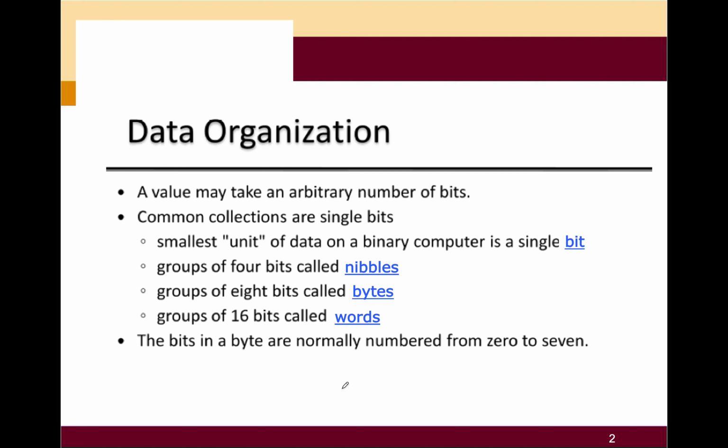First of all, let's understand and remember the terms bit, nibbles, bytes, and words. In data organization, a value may take an arbitrary number of bits, and the common collections are single bits. The smallest unit we call a bit. So you have 1 bit, 2 bits, 3 bits, and so on.